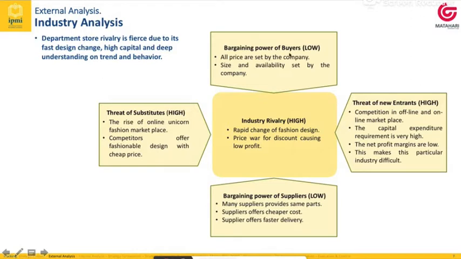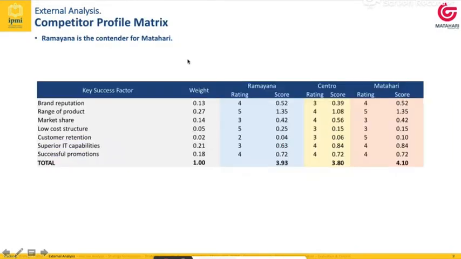Next is the industry analysis, the Porter's five forces. I put the bargaining power of buyers, threat of entrants, bargaining power of suppliers, substitutes, and finally the conclusion, industry rivalry. Next is the competitor profile matrix. I chose Ramayana and Centro, competitors of Matahari. The key success factors are brand reputation, range of product, market share, low cost structure, customer retention, superior IT capabilities, and successful promotion.